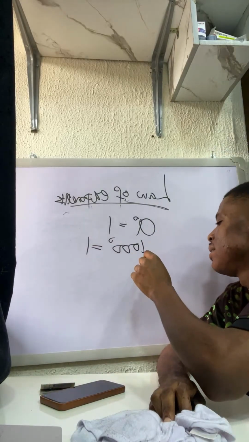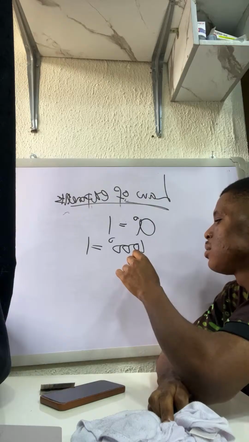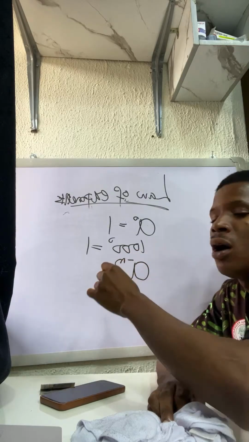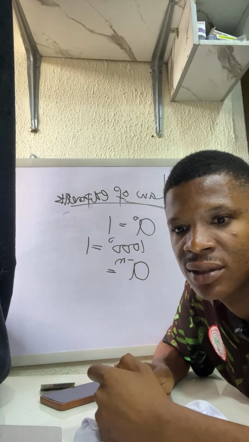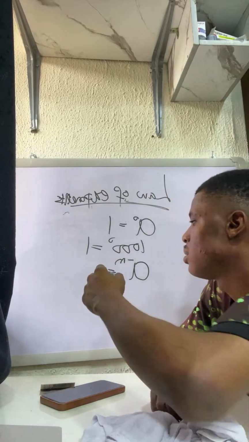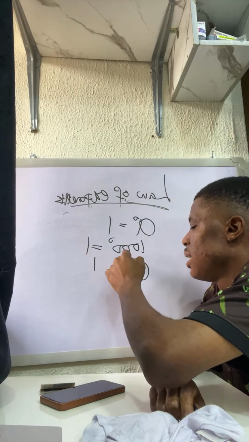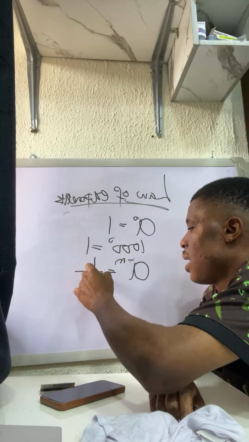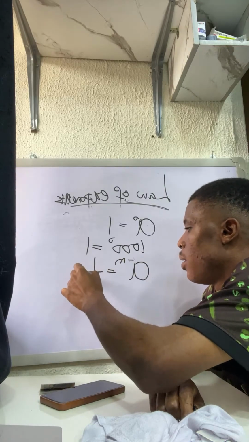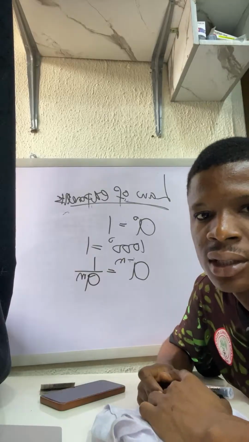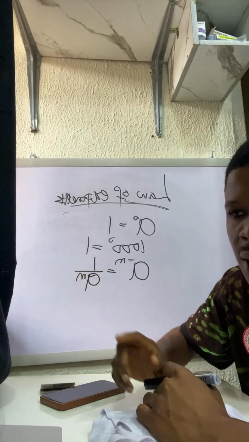So we have the next one. When we have a negative exponent, like a to the power of minus m, all you have to do here is very, very simple. To get rid of the negative, it becomes the fractional power: 1 over a to the power of m.